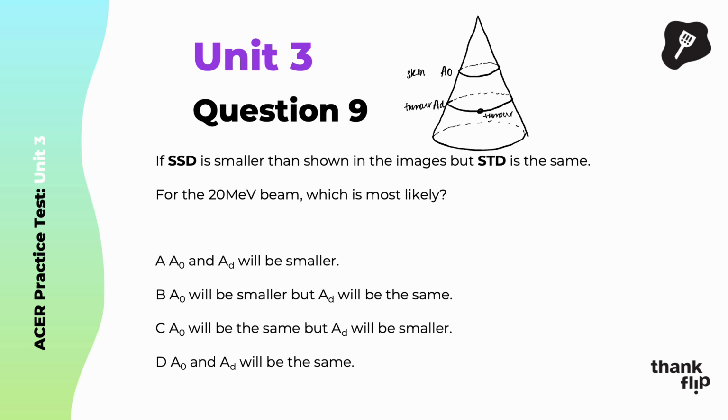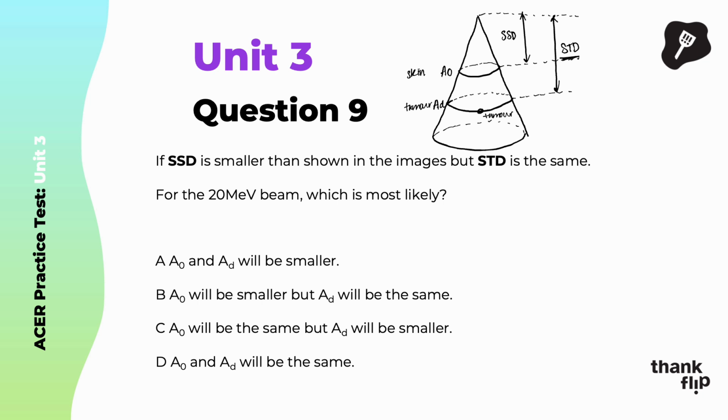Okay, then we have 2 distances that we're given. So we're given SSD, and then we're given STD. So STD stays the same, the exact same. We're basically being asked how the different distances are going to affect AO and AD in terms of the different circle sizes.